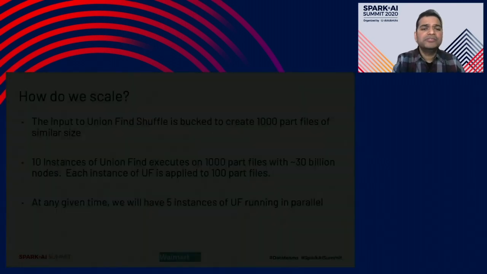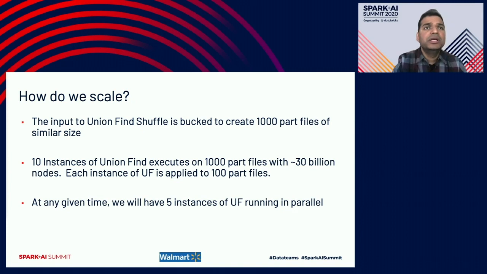To talk a little bit further about how we implemented the algorithm, we've divided all the linkages in the 30 billion nodes into 1,000 part files, and we have created 10 partitions to begin with, each containing 100 part files of approximately equal size. We run union find in parallel for all the parts, and we have multiple instances. At any point of time, we'd be running 5 instances of union find to do the local union find, and then we run iterations until all the nodes in the graph reach the termination condition of belonging to one connected component, and do path compression after that.